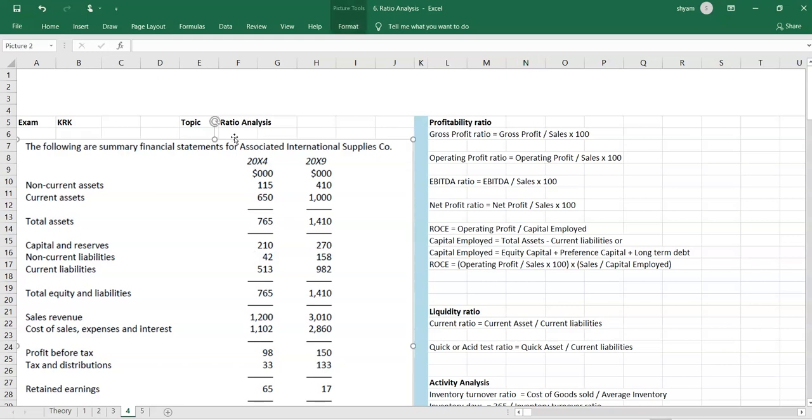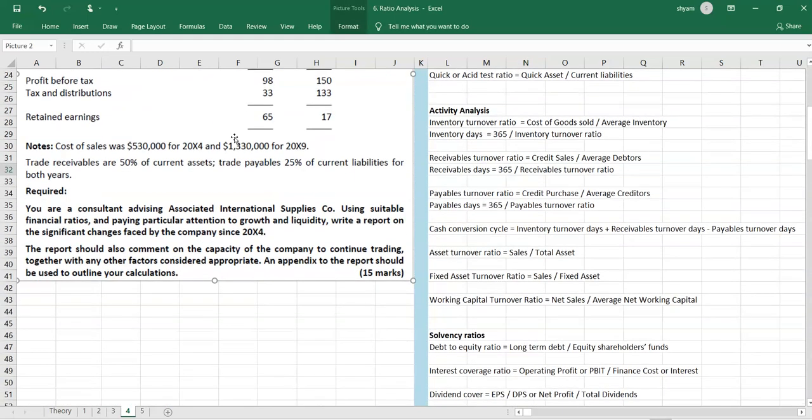So this sum is about a ratio analysis, and here we have some interpretation work also. You are a consultant advising Associated International Supplies Co., using suitable financial ratios and paying particular attention to growth and liquidity. Write a report on the significant changes faced by the company since 2004. The report should also comment on the capacity of the company to continue trading together with any other factors considered appropriate. An appendix to the report should be used to outline your calculations.